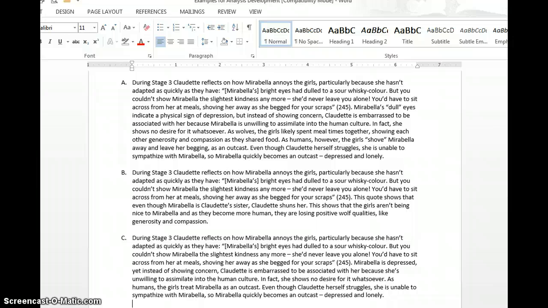B. This quote shows that even though Mirabella is Claudette's sister, Claudette shuns her. This shows that the girls aren't being nice to Mirabella, and as they become more human, they are losing positive wolf qualities like generosity and compassion.